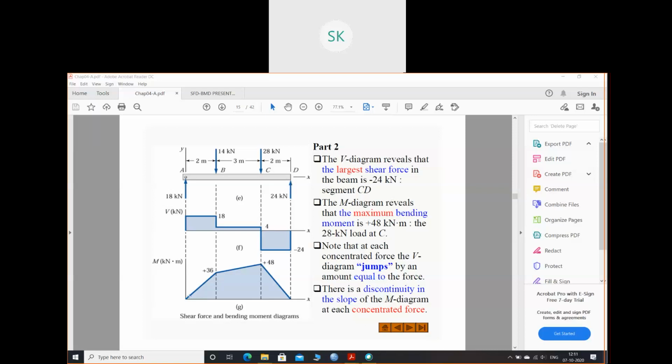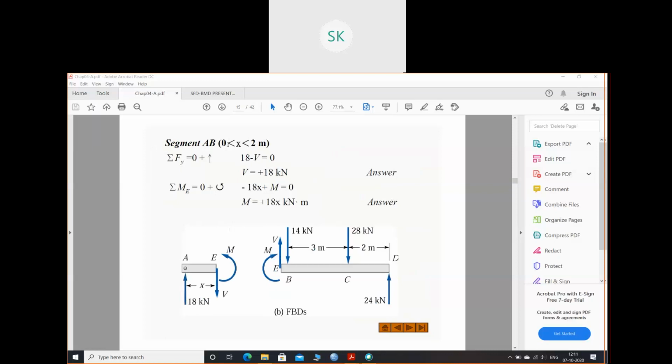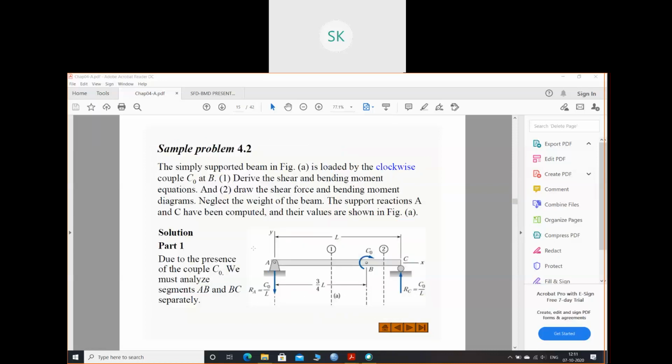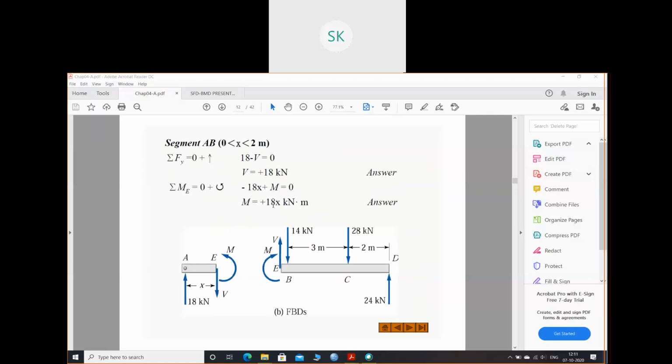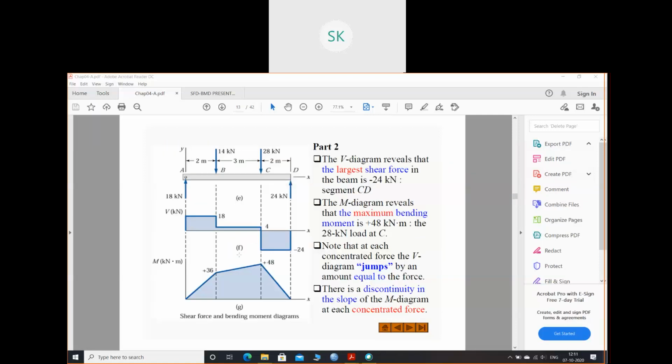So at 0, we got how much? At 0, we'll get 0 or not. 18 into 0 is 0. So that's why 0, right? And at 2, if I place 2, how much will be the value? 36, right? So this is the 36. Done.